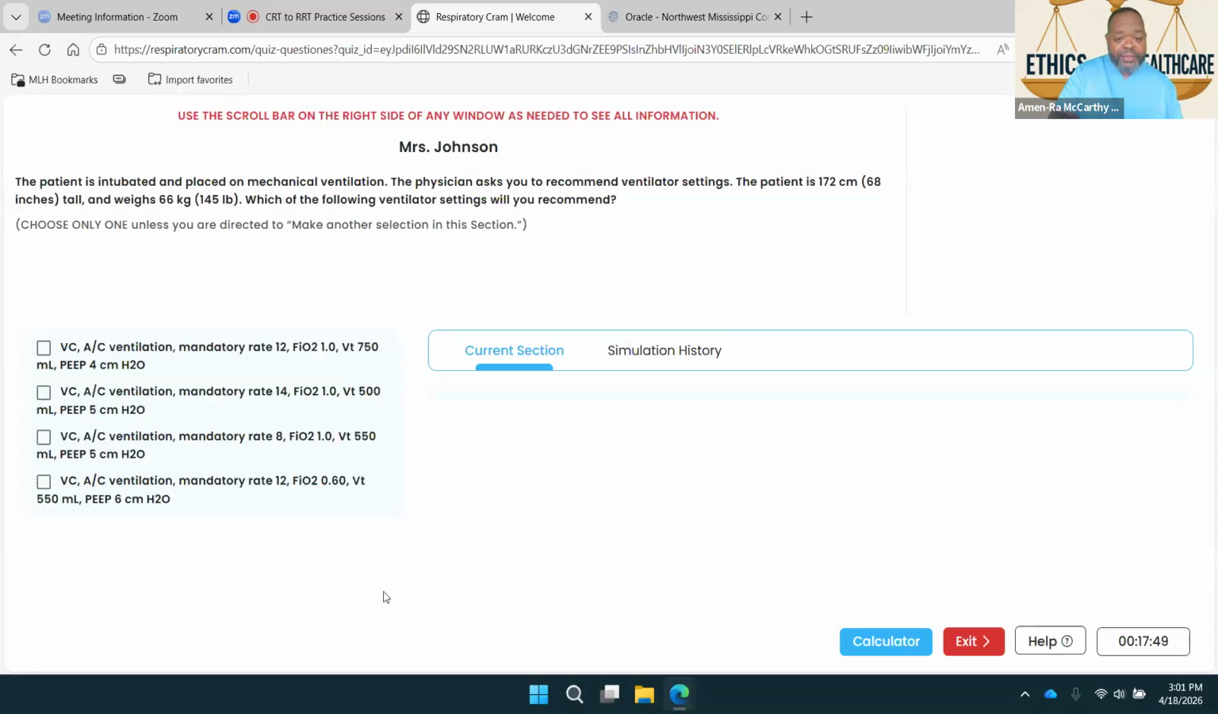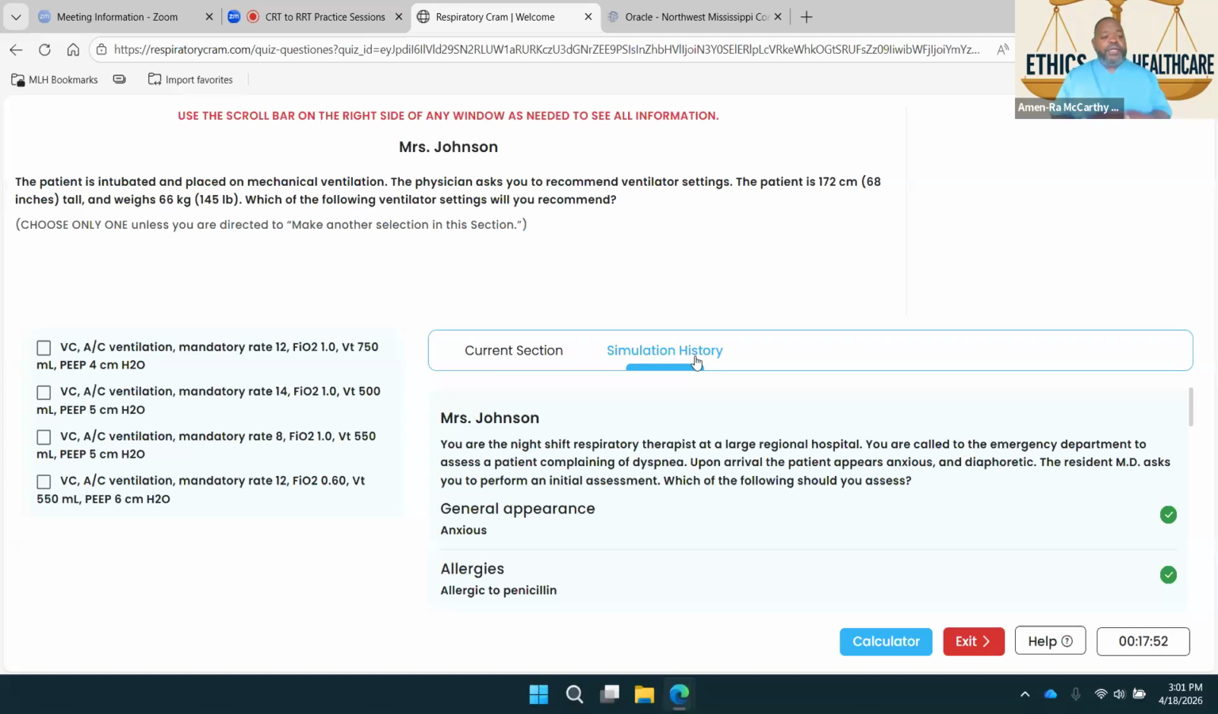All right. So we intubated. Now, in this case, they want to know, and we're almost done, what initial settings do you want to do. So the patient is intubated, placed on mechanical ventilation, right? The physician asks you to recommend ventilator settings. The patient is 172 centimeters, right? And 68 inches tall, right? Weighs 66 kilograms, which is 145 pounds. They want to know which of the following ventilator settings do we recommend. We can only choose one.